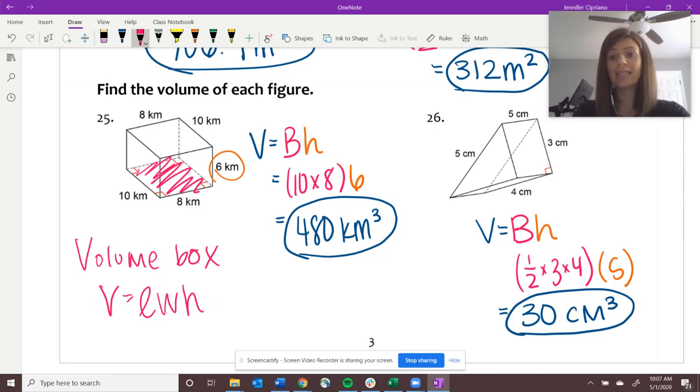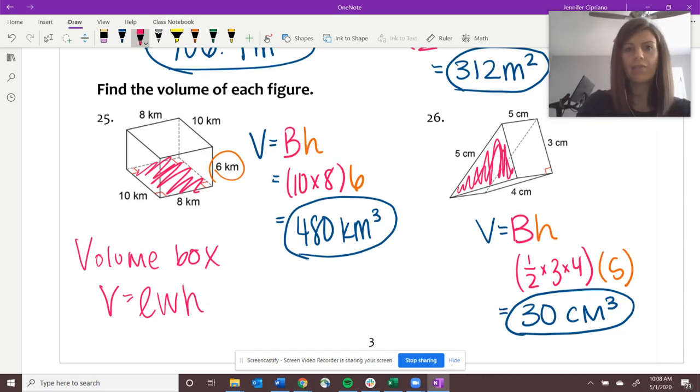Number 26, this is a triangular prism because we have our 2 triangles that are parallel. So the formula is the same, area of the base times the height of the prism, but because the base is a triangle this time, we have to use the formula for finding the area of a triangle. So the base is the triangle right here. Its area is 1/2 times base times height. So here the 4 and the 3 are our base and our height. The 5 is the hypotenuse.